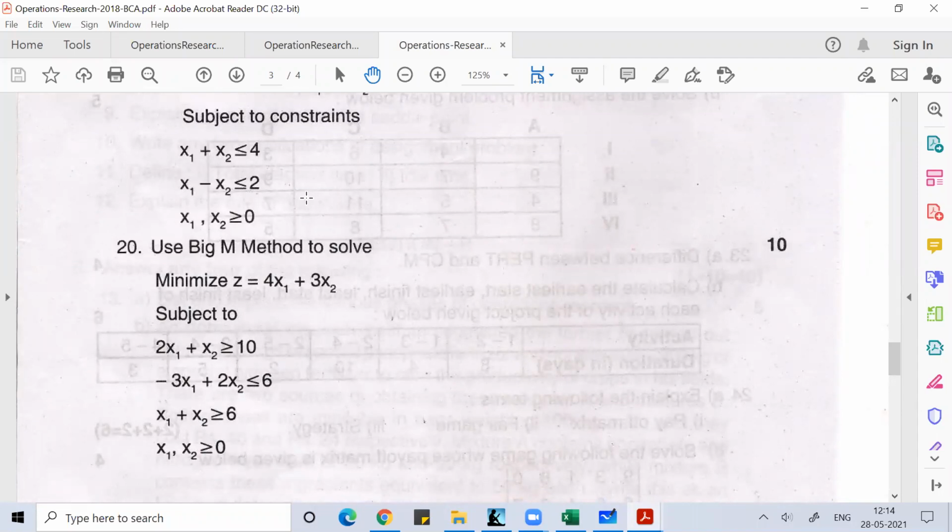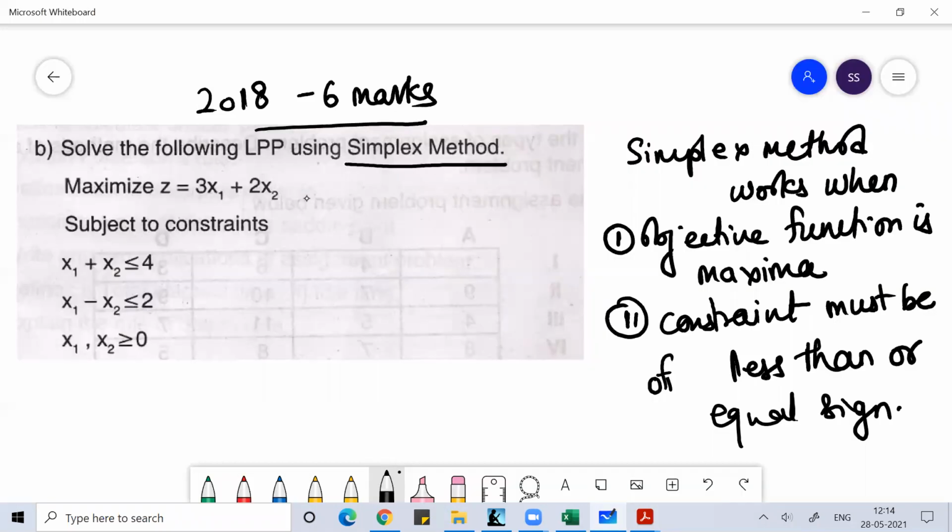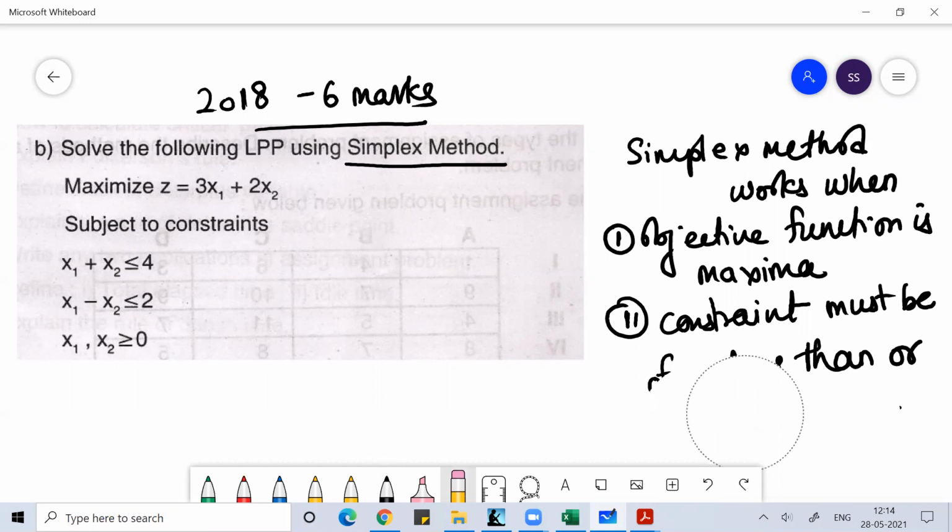After I finish simplex method, I'll teach you big M method, and how big M method is used, all that we'll discuss. Right now we are not discussing big M method; we'll discuss simplex method. In case of simplex method, your objective function should always be maxima, and the constraints should be of less than or equal to. Keep that point in mind while solving the problem.